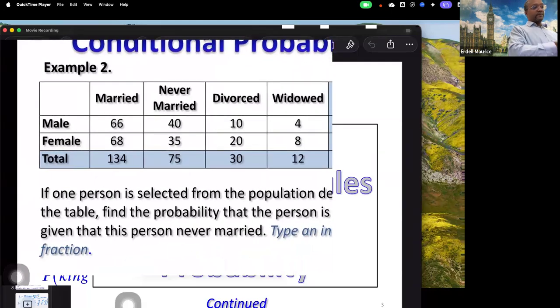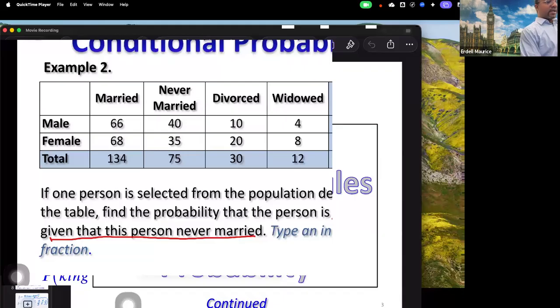All right. Example, conditional probability. We'll stay here for a little bit. If one person is selected, describe the probability that the person is male, given that person is never married. Let me underline the question. It's asking, what is the probability that the person is male, given that that person is never married? The first thing I want to ask you is, how do I write this down?